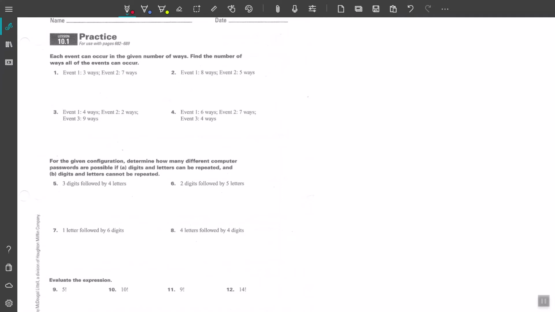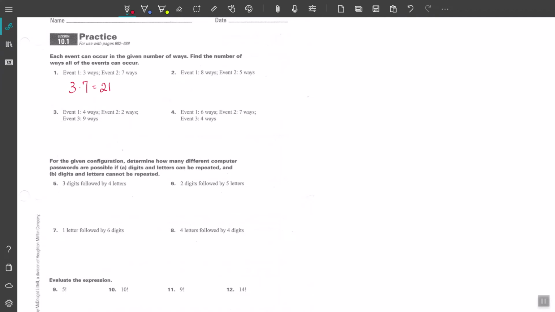In one, we have two events. In event one, we only have three ways that it can happen. We have three options there. In event two, we have seven options, seven ways that event two can play out. So if we multiply 3 times 7, we see that we have 21 ways that both of those events can occur if we were to combine them.